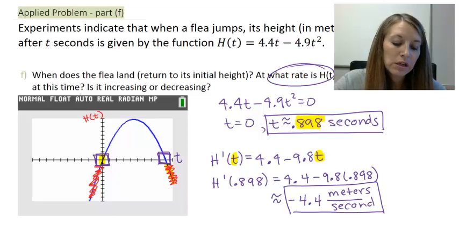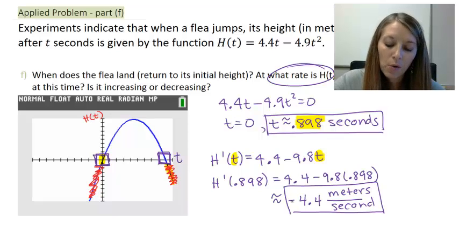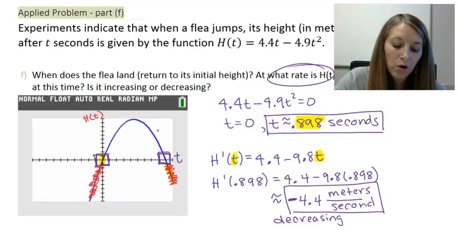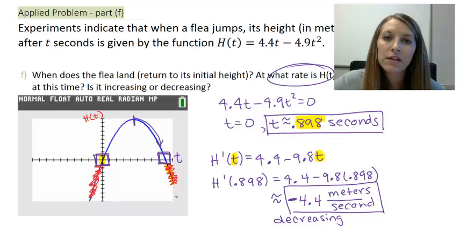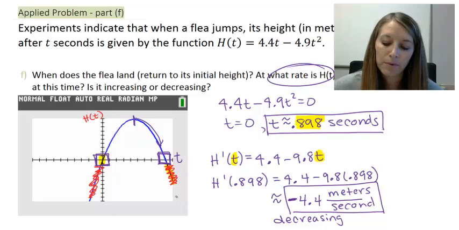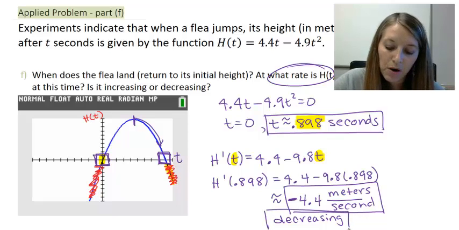The last question, is it increasing or decreasing? Well, since our rate was negative at that time, we know that he is decreasing at that time. And that matches with what our graph shows. We said from the peak of the graph to the right of the graph, our flea's rate is decreasing because he's on the descent of his jump. So that is the last part there.